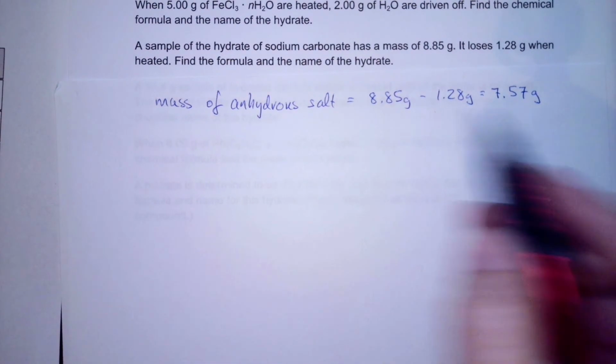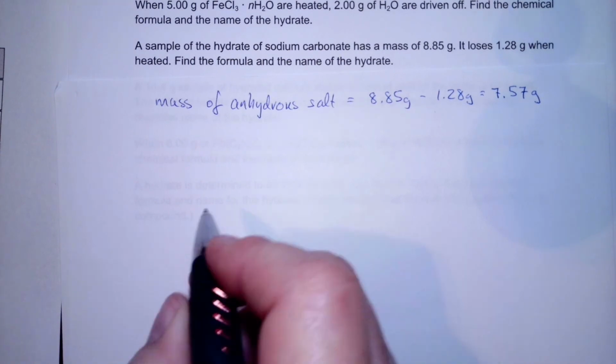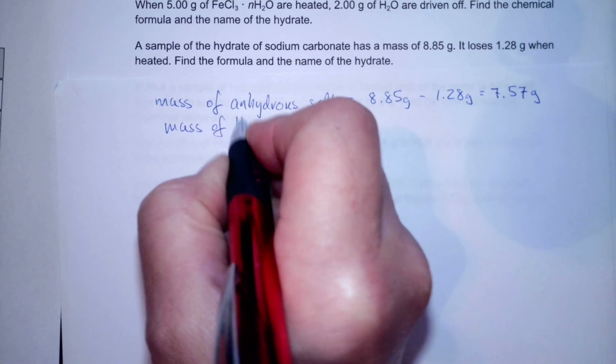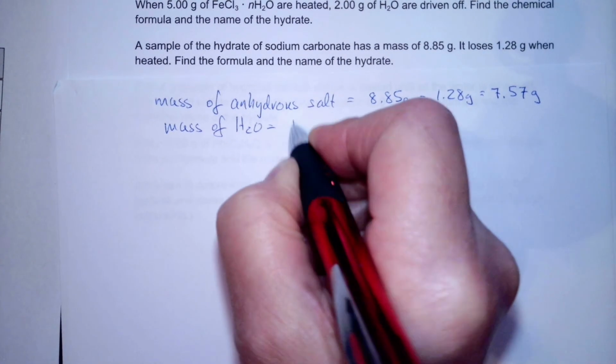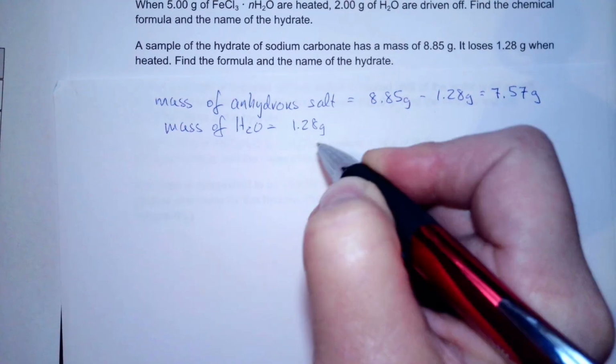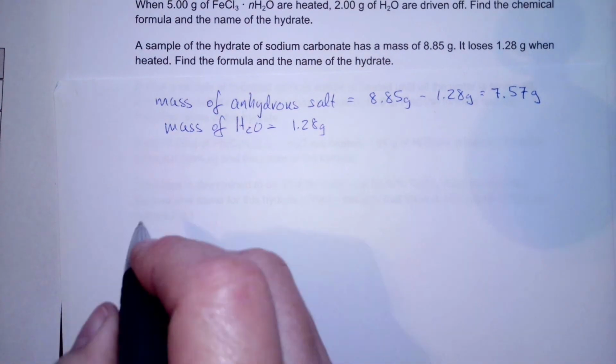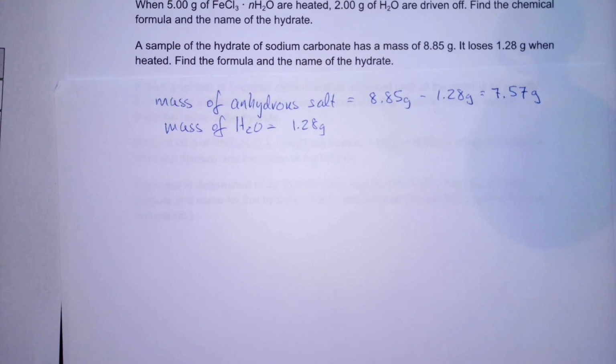Okay, so the mass of the anhydrous salt is 7.57. The mass of H2O is 1.28 grams. So we now want the moles. I guess we need the molar mass. To get the molar mass, we need to know the formula. What's the formula of sodium carbonate?